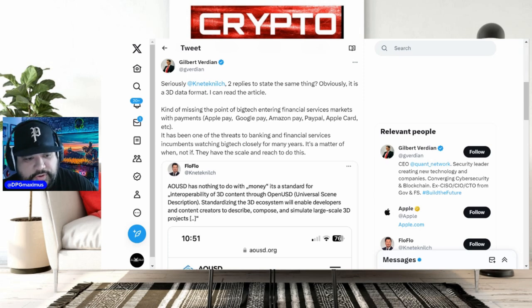What about this? Gilbert Verdin, this guy? So Gilbert goes on to mention, he says, obviously it's in a 3D data format. I can read the article, kind of missing the point of big tech entering financial services markets with payments. Apple Pay, Google Pay, Amazon Pay, PayPal, Apple Card, etc., has been one of the threats to banking and financial services incumbents. Watching big tech closely for many years, it's a matter of when, not if, they have the scale and reach to do this.